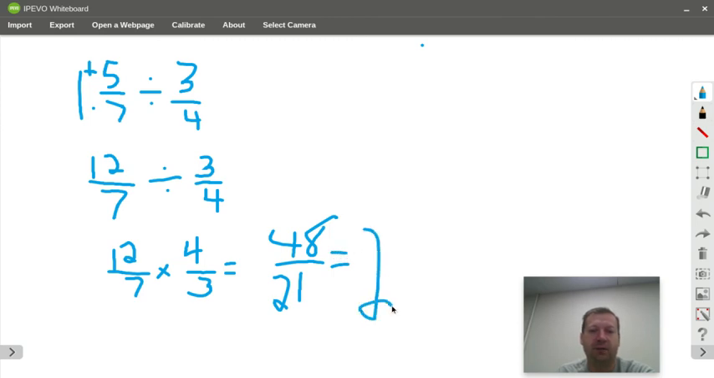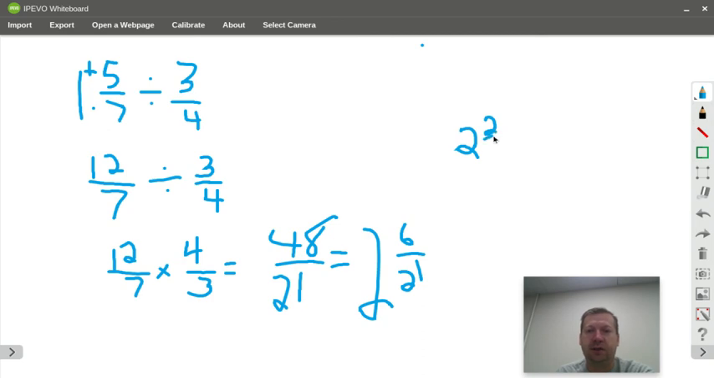So I get a whole number of 2. 2 times 21 is 42. 48 minus 42 leaves me with a remainder of 6 over 21. And just like the last answer of 6/21, 3 goes into both of those. So I need to divide this by 3 and the 21 by 3. And when I do that, I get an answer of 2 and 2/7.